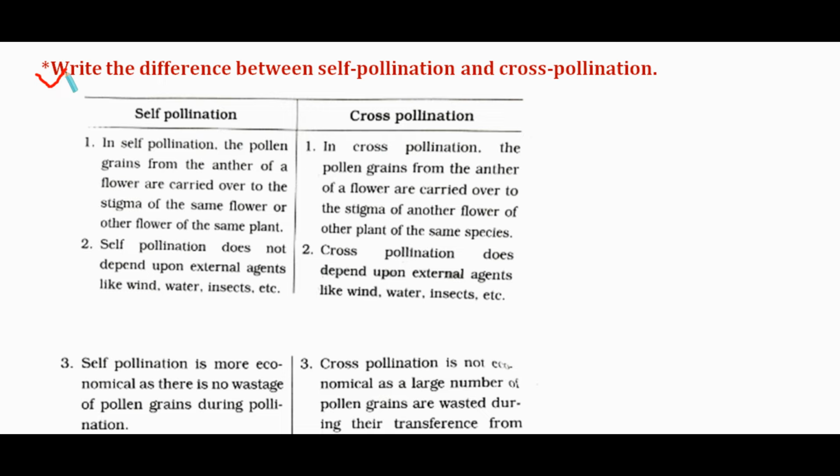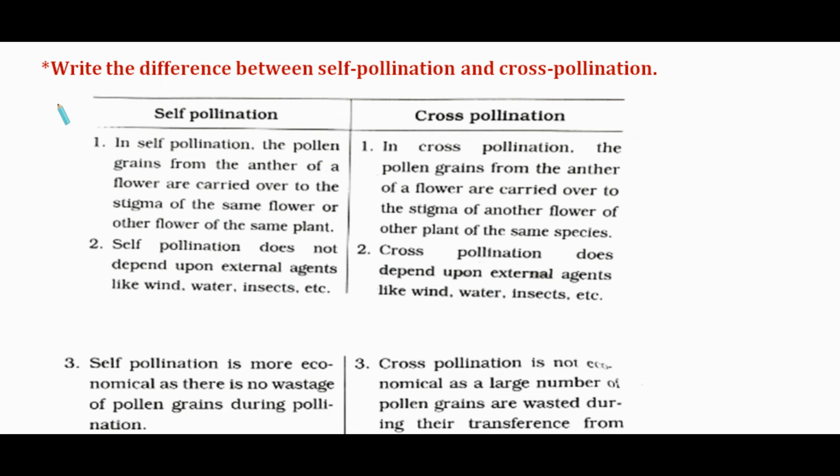Now, this is the important question. Write the difference between self pollination and cross pollination. Let us see self pollination and cross pollination. In self pollination, the pollen grains from the anther of a flower are carried over to the stigma of the same flower or other flower of the same plant.